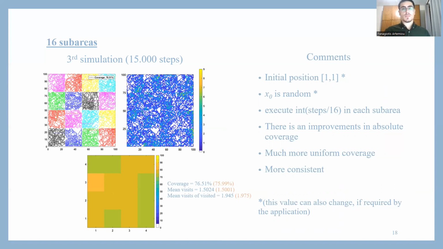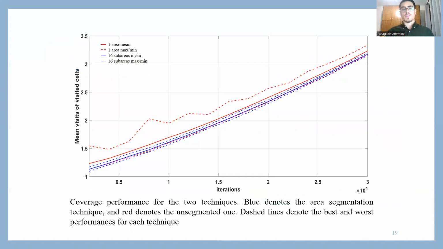We can see that there is an improvement in the absolute value of the coverage, but what's more important is the consistency of the coverage achieved and the uniformity of the coverage inside the area. This can be seen in the graph here. We can see with the red line the one whole area case, and with the blue line the segmentation technique case. The dashed lines are the minimum and maximum performance of the robot.